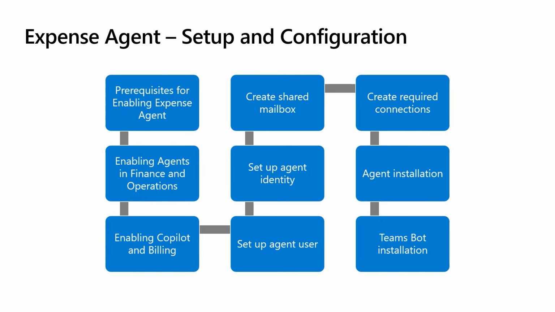We will start with prerequisites for enabling expense agent, how to enable expense agent, enable copilot features, and set up billing plans. Create agent user, set up agent identity by setting up appropriate permissions, create a shared mailbox, create required connections through agent user, and agent installation through PowerShell script. Finally, we will also cover Teams bot installation so users in the organization can interact with expense agent through Teams.